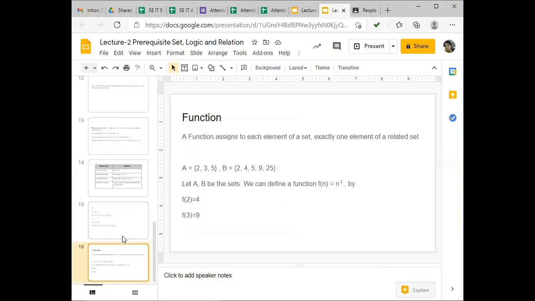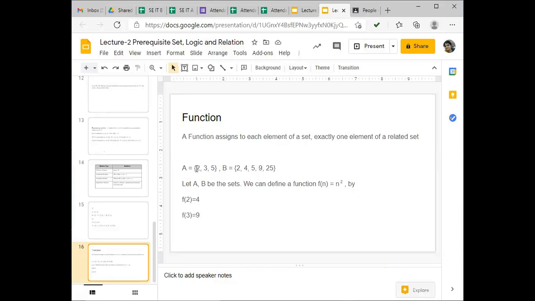I'm not going into depth in this. I'll just give a definition of a function and move on. Okay. A function, what is a function? A function assigns to each of the element of the set exactly one element of a related set. Okay. If A and B are two sets and A is related to B, how is it related? Okay, what we have to define a function so that element of A is related to exactly one element of B. Okay, so here we have defined a function f of n is equal to n square.